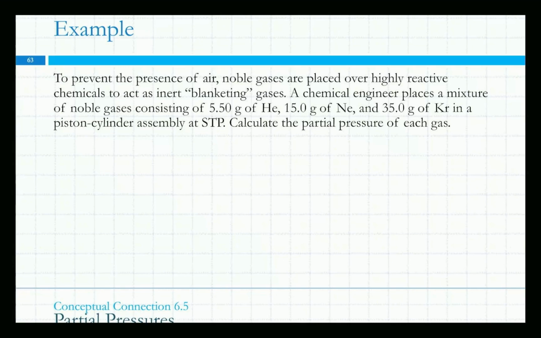Now in this one, you've got a chemical engineer placing a mixture of these noble gases in a piston cylinder assembly at STP. Calculate the partial pressure of each gas. So there's a long way and there's a short way to calculate this. I might know the short way and correct me if I'm wrong. Would you take, we'll start with helium, its partial grams and divide it by the total grams of the whole?